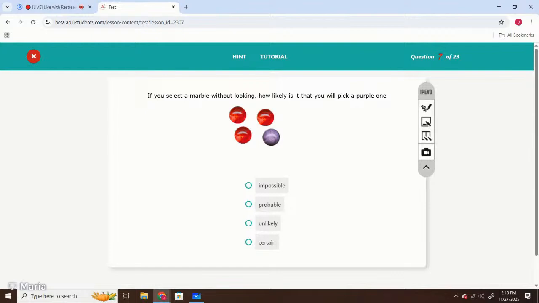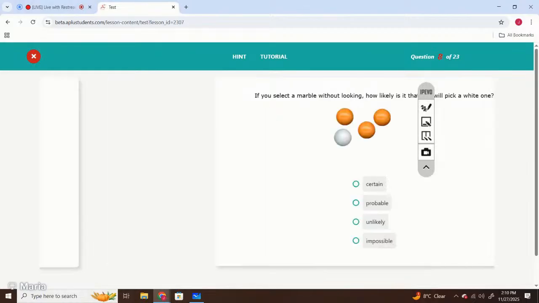If you select a marble without looking, how likely is it that you will pick a purple one? So we have only one purple marble, right? So that means it is unlikely, very little chance to pick the purple one. So unlikely it is.